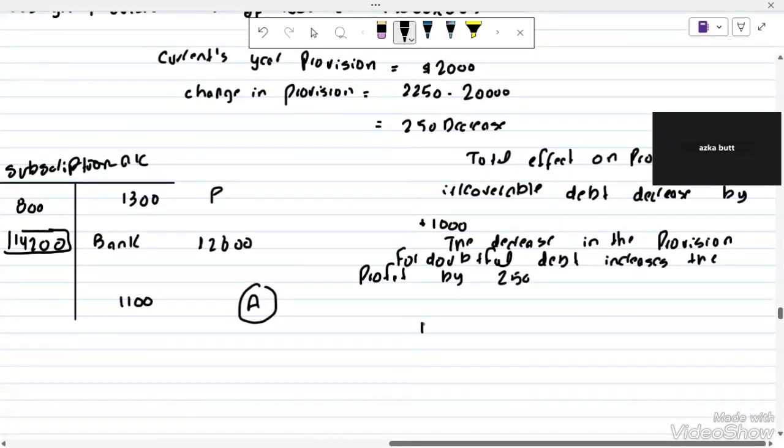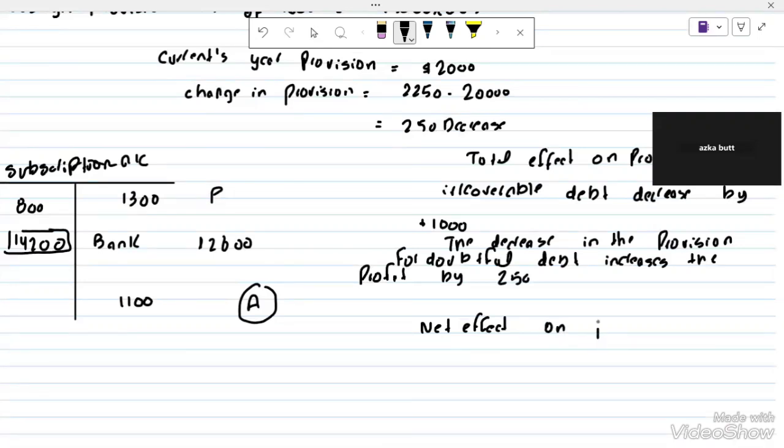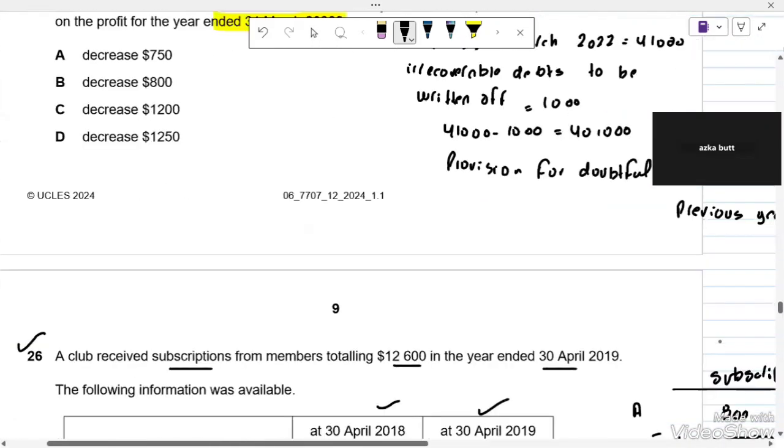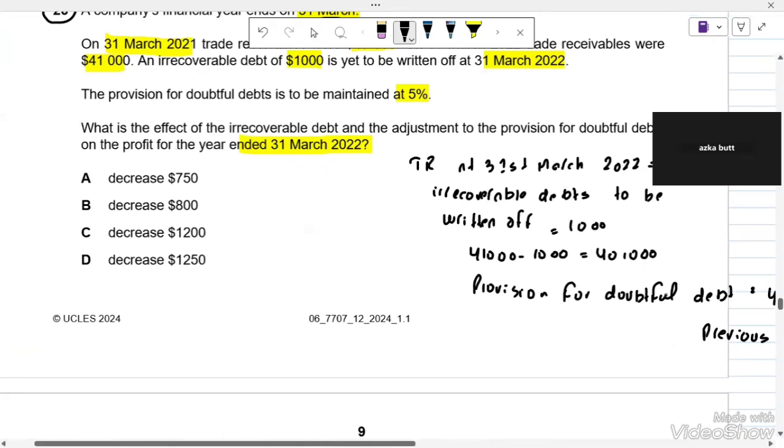So the net effect on profit is equal to 1,000 minus 250, and this would be equal to 750. So the correct answer would be a decrease of $750. So option A is the right option.